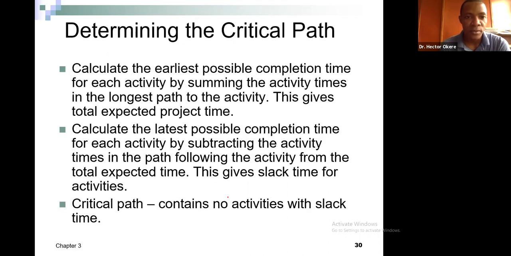all right? So how do you know the critical path? How can you measure which path is the critical path? How can you calculate the critical path? You calculate the earliest possible completion time for each activity, each task, by summing the activity times along the longest path, all right? You calculate the latest possible completion time for each activity by subtracting the activity times of the path following the activity from the total expected time, okay? I just explained, critical paths contain no activity with slack time. On your critical path, you have no extra time, all right?